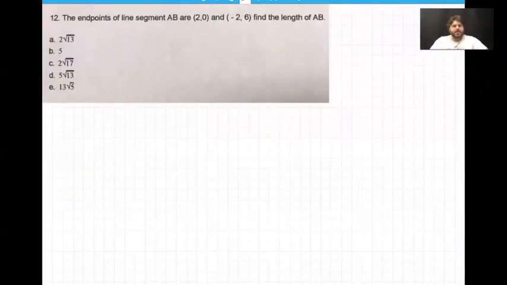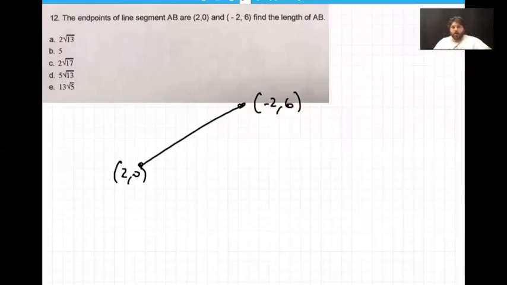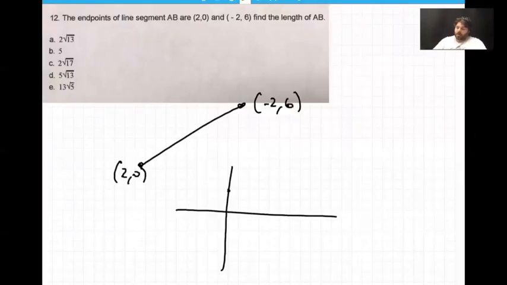The endpoints of a line segment AB are (2, 0) and (-2, 6). Find the length of AB. All right, so we know the endpoints here are at (2, 0) and at (-2, 6). Now my drawing is not correct at all, but I suppose it wouldn't take too much time to actually make it look right. (2, 0) is here, (-2, 6) is here. There we go. So A, B, we want to know the distance here. Since it's a diagonal, we're going to have to use Pythagorean theorem, or we can use the distance formula. Well, I'll just try Pythagorean theorem here.